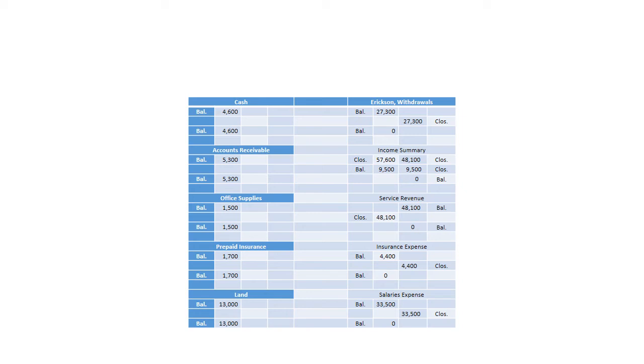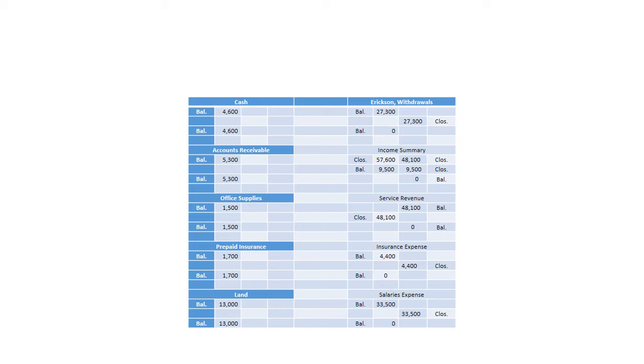Now we have more assets, they're down below. But if you take a look, what does change? Look at service revenue. Service revenue has a debit in it. There's the posting of that first journal entry, 48,100. Afterward, it has a zero balance.